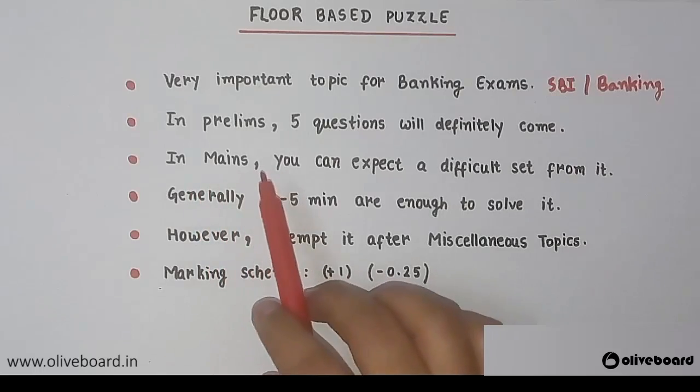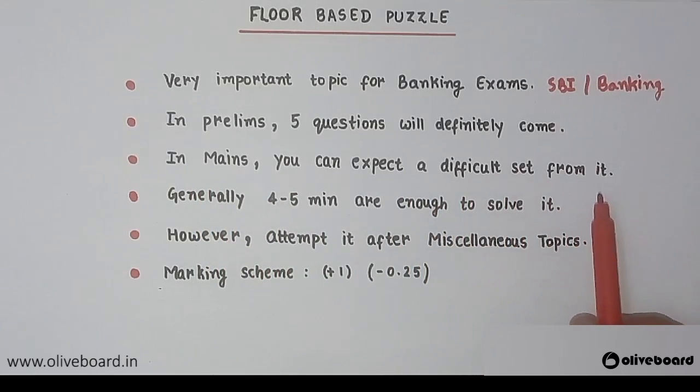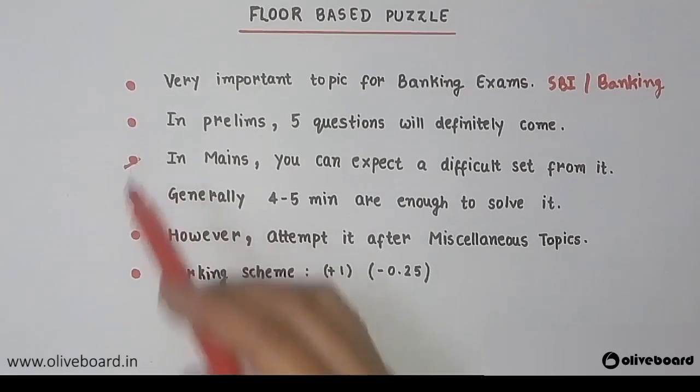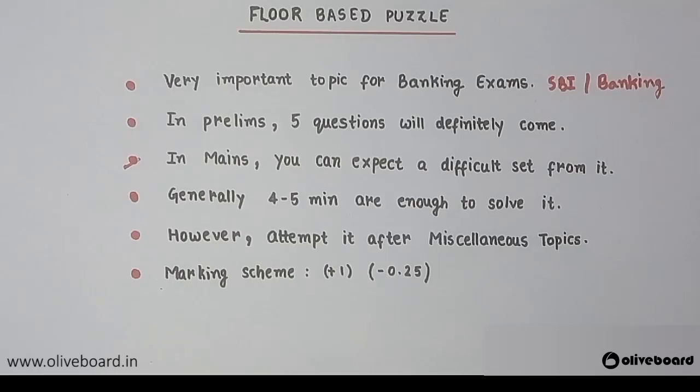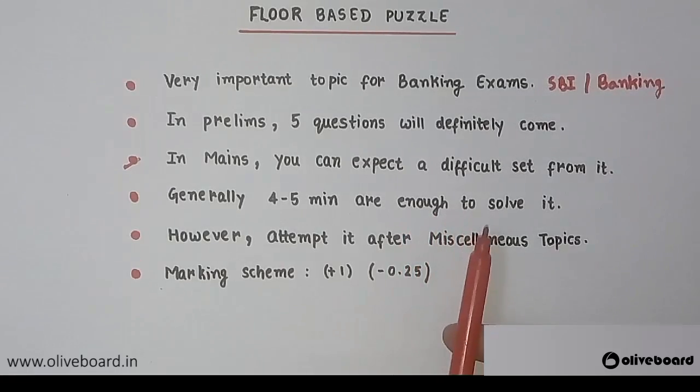Now talking about mains, you can definitely expect a set of questions from this topic. What happens is that the people who set the paper give tough questions at mains level and simpler questions in prelims. Though the questions in the recent SBI PO prelims were not that easy, they were time taking. Generally these types of questions take 4 to 5 minutes to solve, and while marking the answer, 1 minute is more than sufficient.